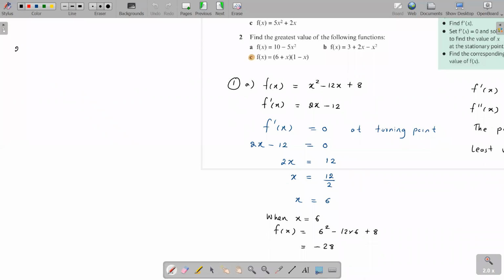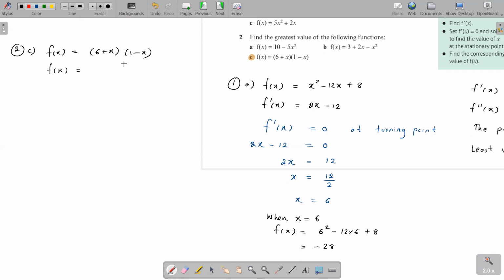Question number 2, part C. f(x) is equal to (6 + x)(1 − x). So before you go for differentiation, what's the first thing you must do here? You must expand the bracket. You cannot differentiate while you have the factorized form, okay?